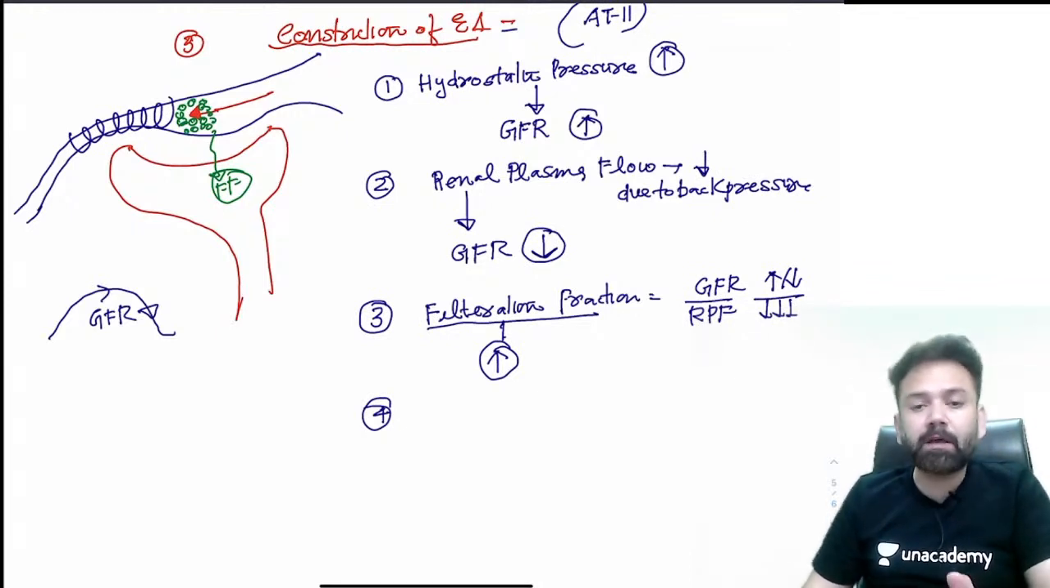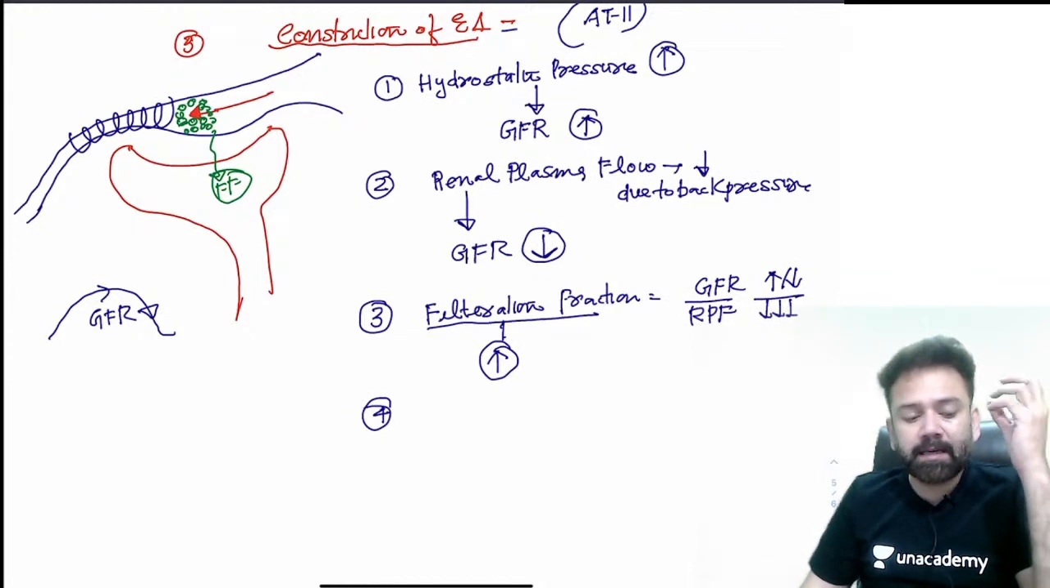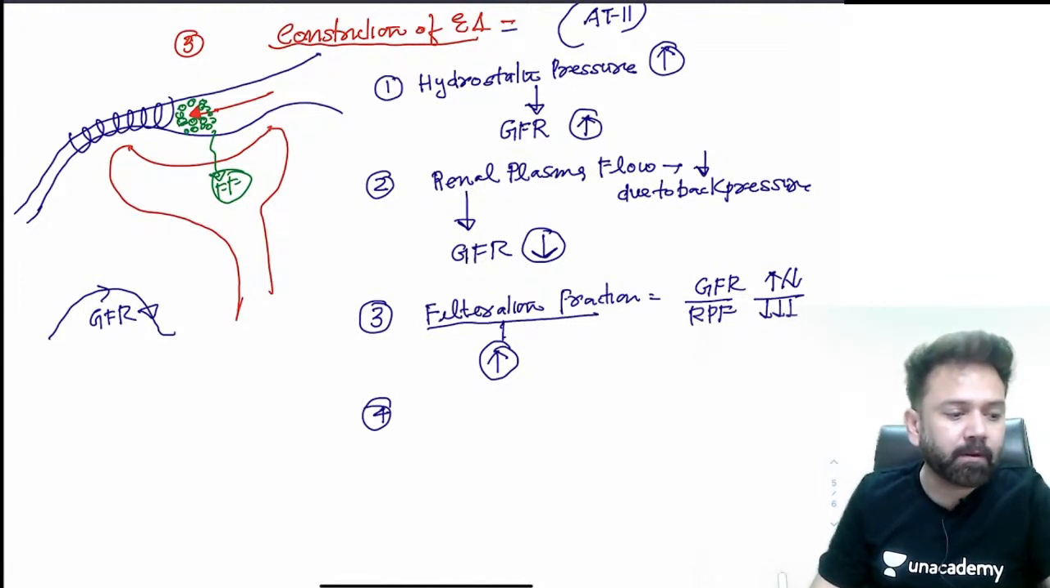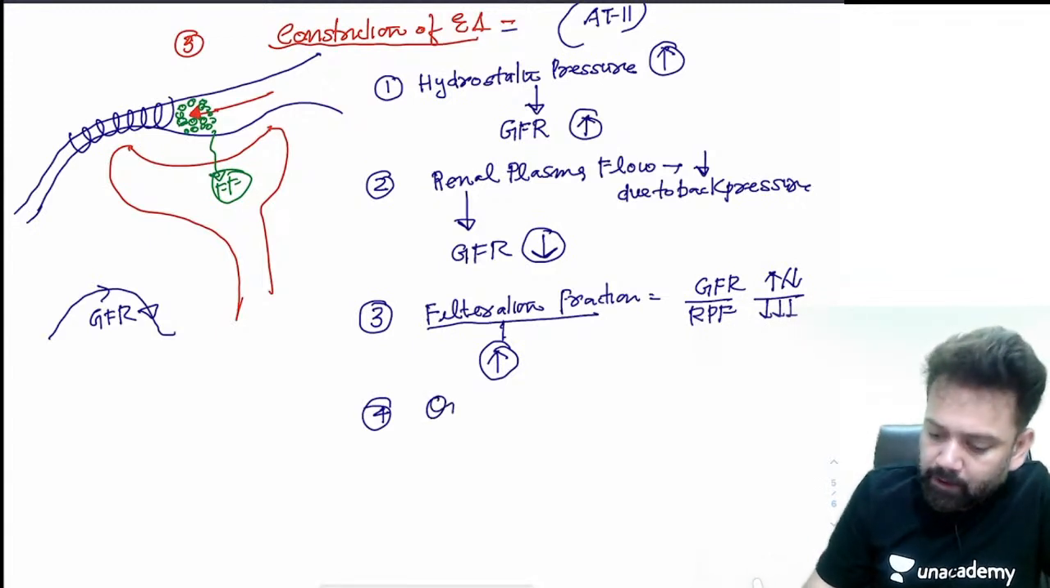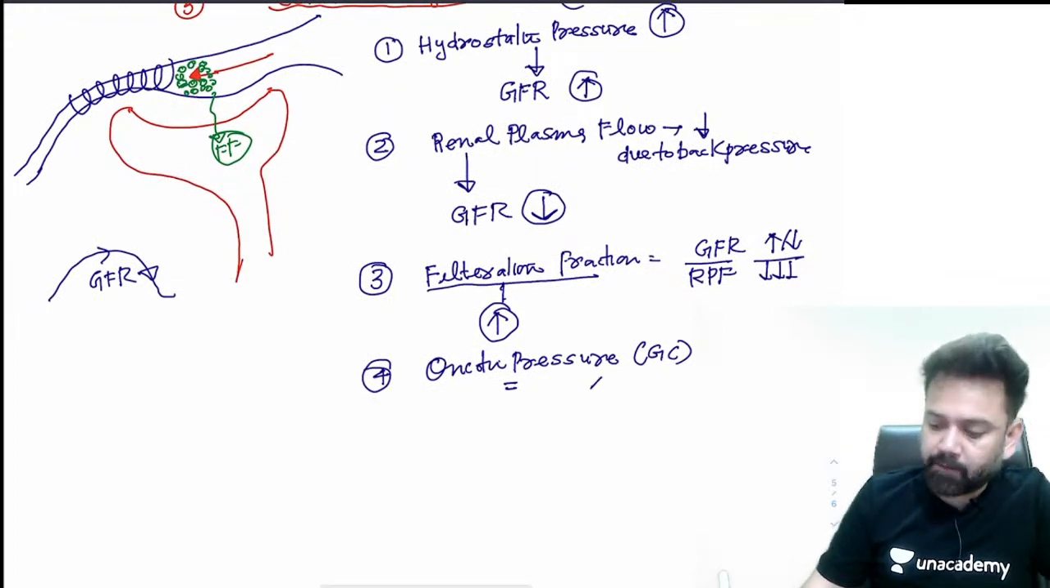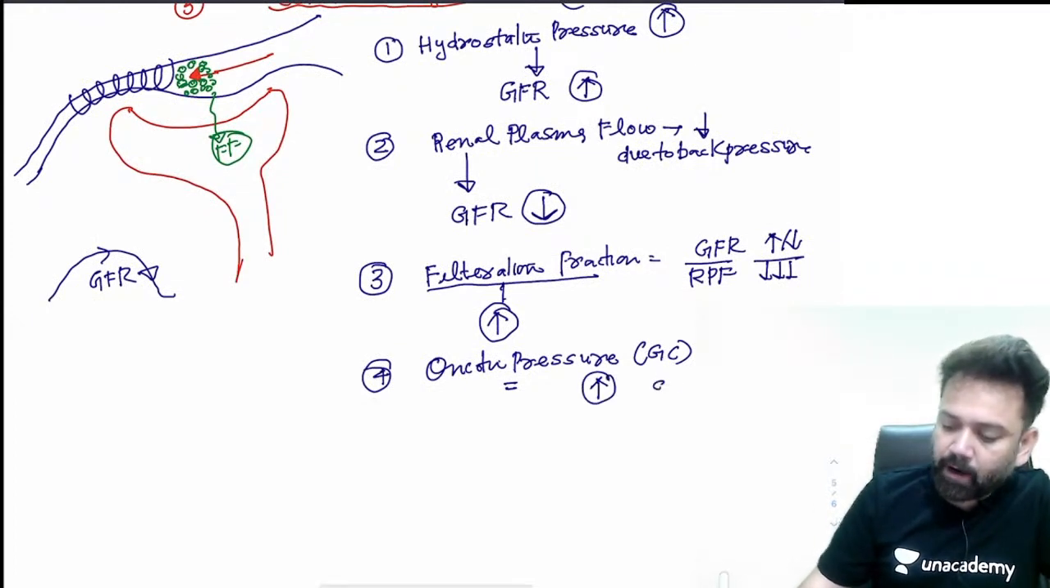So if there is accumulation of the proteins in the glomerular capillary, what will happen to the oncotic pressure of the glomerular capillary? AIIMS MCQ. What will happen to the oncotic pressure of the glomerular capillary? Yes, of course, that will increase. Why? Due to accumulation of the protein.